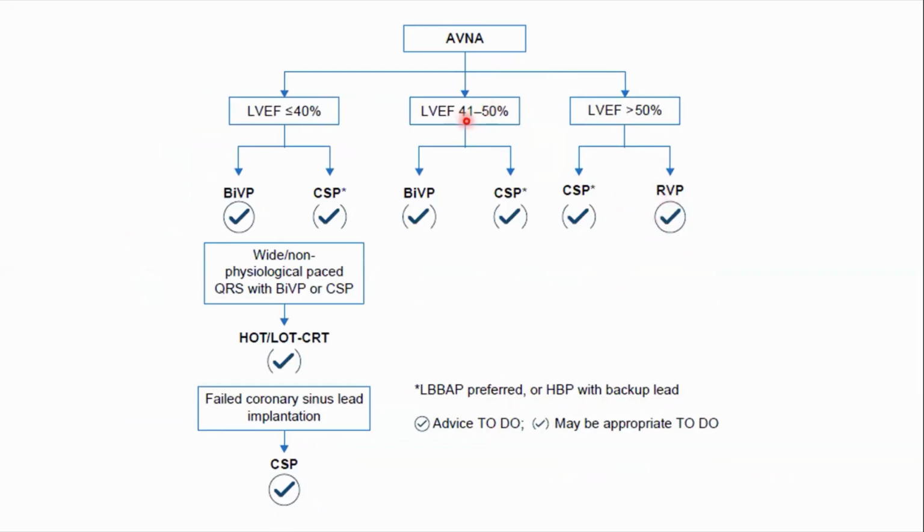If the ejection fraction is 41 to 50%, don't think of RV pacing. Just go for conduction system pacing or BiV pacing. Notice here the evidence is almost equal. And when you think about it, you can just implant a single lead and it's the end of the story, rather than implanting 2 leads and making the procedure longer and more complex.